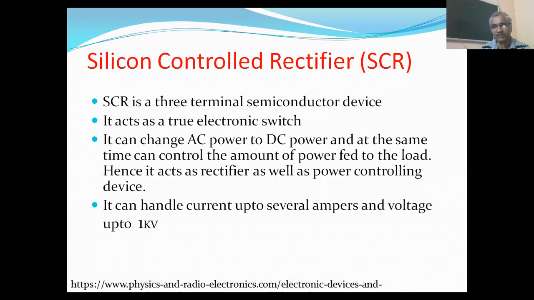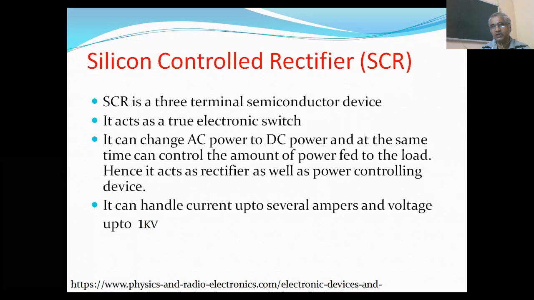We know what rectifiers are. A rectifier converts AC power into DC power. Similarly, this silicon controlled rectifier changes AC power to DC power, and at the same time can control the amount of power fed to the load. So how much power you want to give to the load can be controlled by this device, that is SCR. So this SCR serves two purposes.